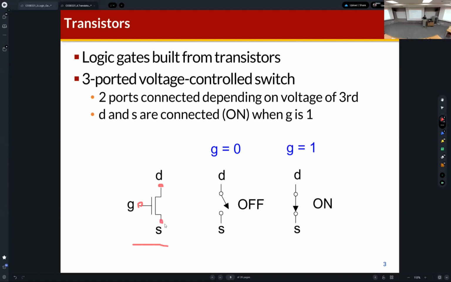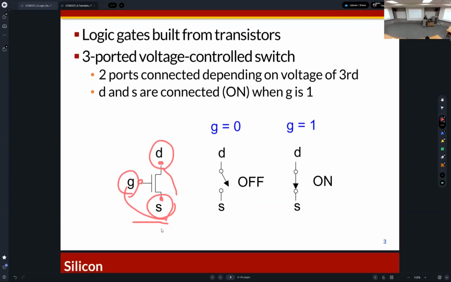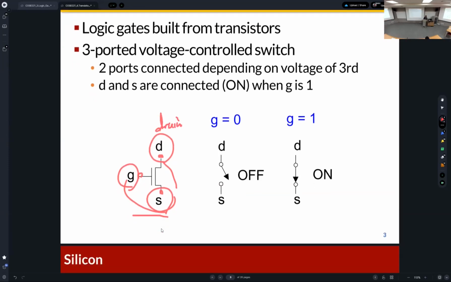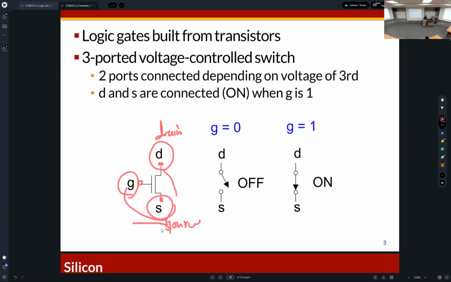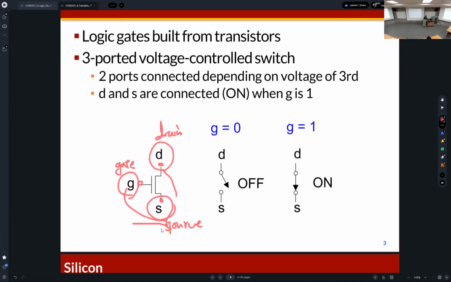And what is a node? A node is connected to the outer world, which means that we can connect some signals to these nodes. This node is called the drain, that's why I use D for this node. This node is called the source. Then this node is called the gate.